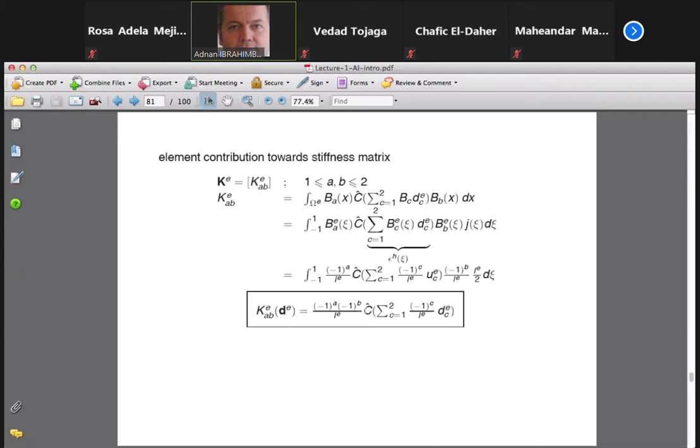C over L being the tangent modulus, and then you have a minus 1, plus 1, minus 1, plus 1. This is the standard form of a tangent stiffness matrix.